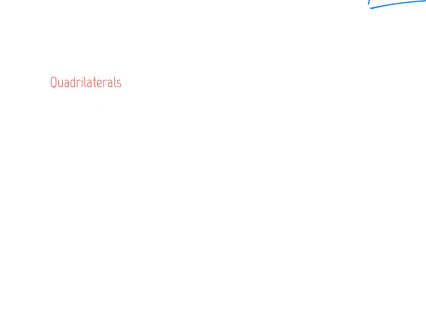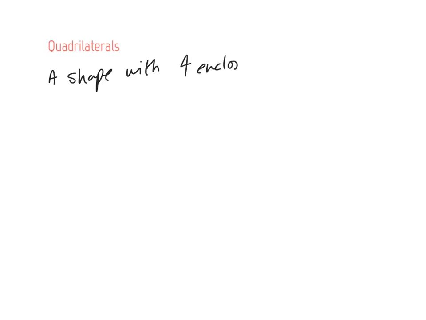Alright, let's have a look at quadrilaterals. Now, a quadrilateral is a shape with, we went to write with a pen, not a highlighter. It's a shape with 4 enclosed sides, and it also has 4 angles, therefore.